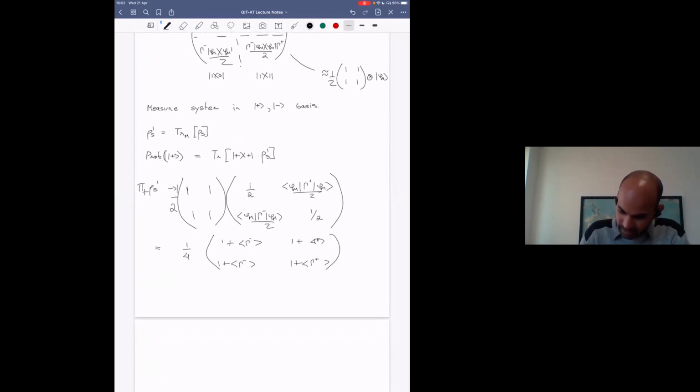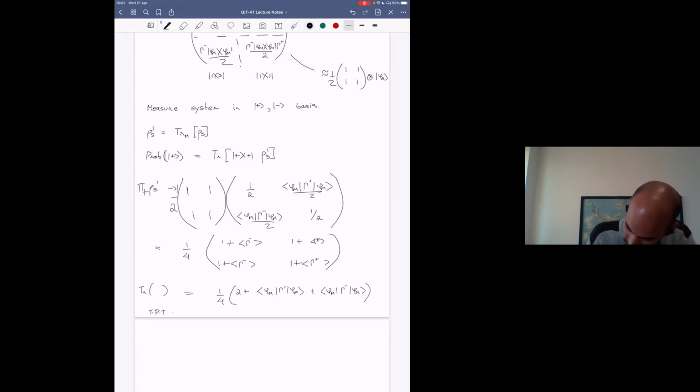So this is the projector acting on the state, and now I just take the trace to get my answer, and this is now going to be 1 over 4 times 2 plus psi m gamma plus psi m plus psi m gamma minus psi m. Okay, and I want to prove that.